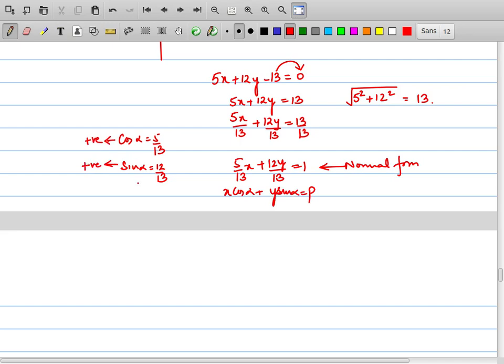Therefore, the alpha, the inclination of the perpendicular from the origin to our line, is lying in which quadrant? In the first quadrant. Therefore, your line will be like this, because alpha is lying in the first quadrant. This is P. Therefore, your line will be passing through the first quadrant. This is how we can find not only the normal form, but we can also predict the shape of our line.